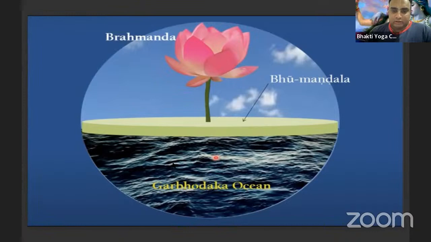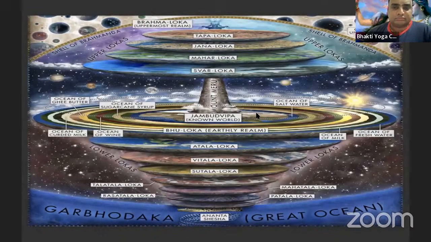So underneath the leaf, we have the Garbhodaka ocean. Actually, Sheshnag is supporting this lotus. So this is another clearer illustration. Previously, we saw that the lotus illustration was an allegorical illustration, but this is a more direct representation.